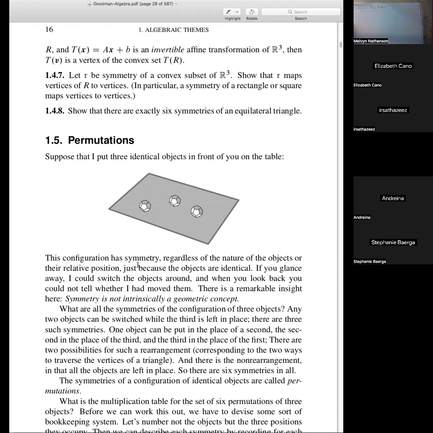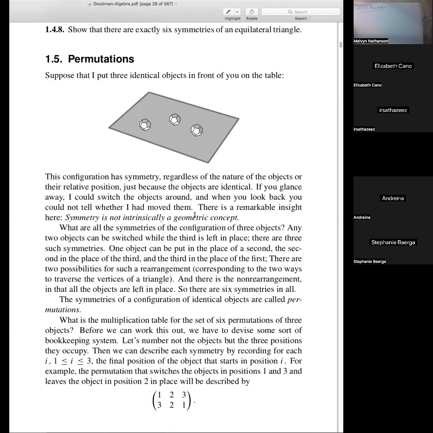Permutations. A permutation is simply the number of ways you can arrange a series of objects or a series of points. So suppose we have 3 objects, and let's just call them the numbers 1, 2, and 3. What are the different ways you can arrange these numbers in order?